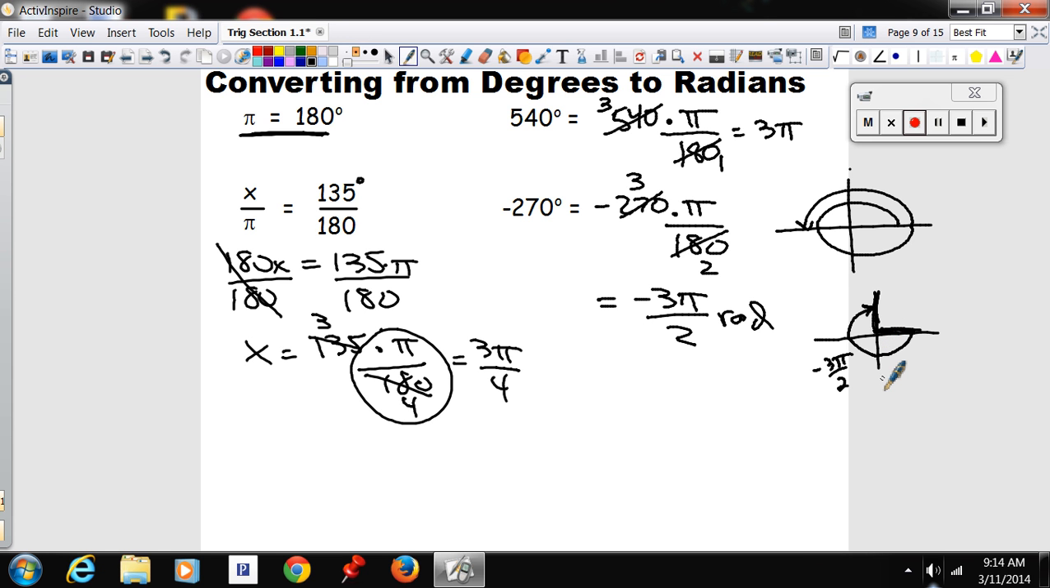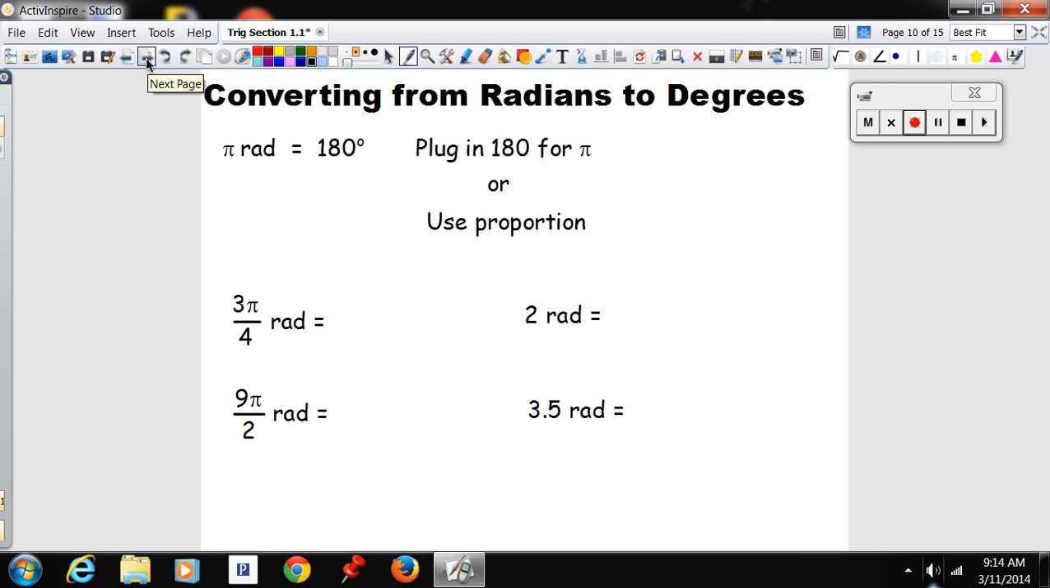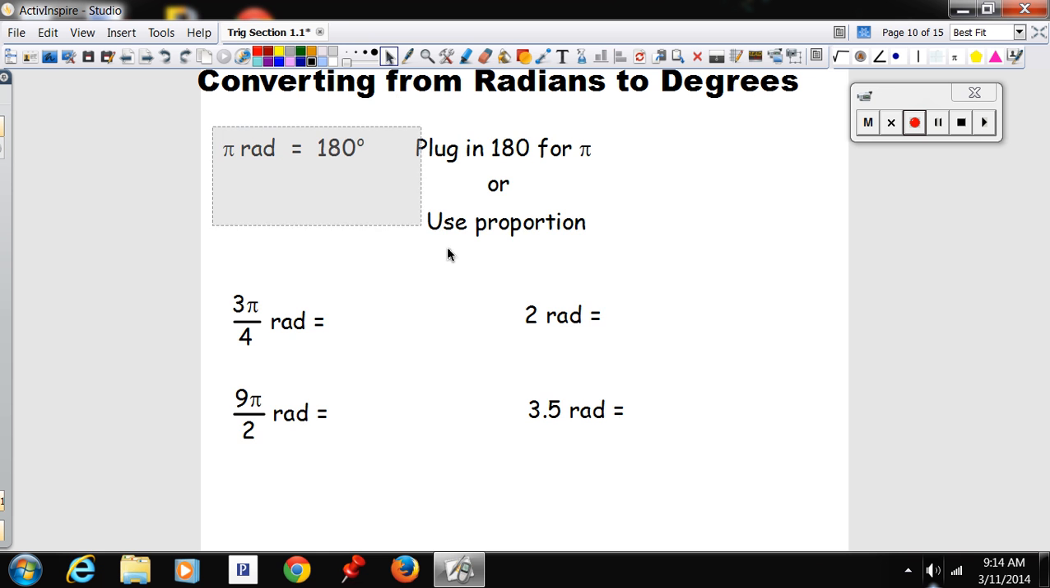So that's converting from degrees to radians. You're going to multiply it by pi over 180. That will get you your radian measure. What about if we want to go the other direction? What if I have the radians and I want to find out what it was in degrees? So that's my next slide. Radians to degrees. Let's take a look at that one next.